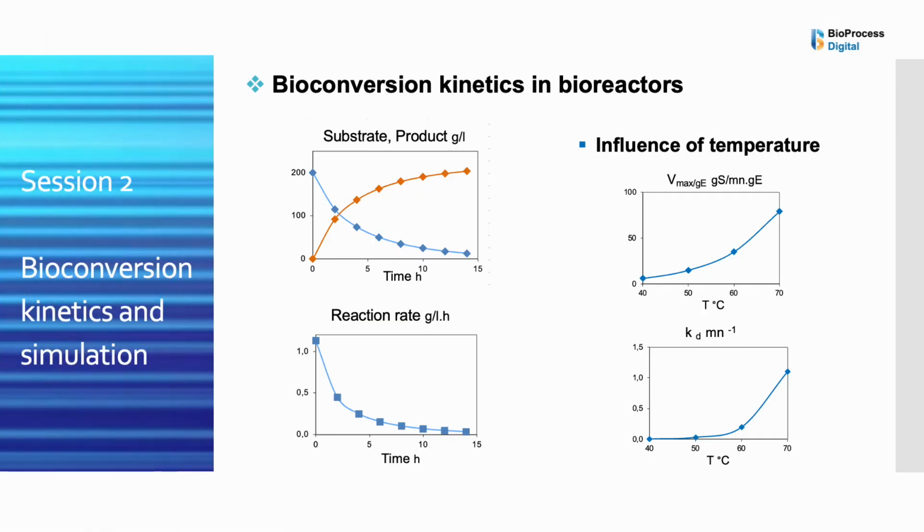Session 2 begins with a review of the kinetics of bioconversions catalyzed by soluble and immobilized enzymes. It examines how bioconversion rates vary over time during processing. The session also explores the dual effect of temperature, the most critical operational variable. While increasing temperature typically enhances the intrinsic reaction rates, it also accelerates enzyme denaturation, potentially reducing overall process efficiency.